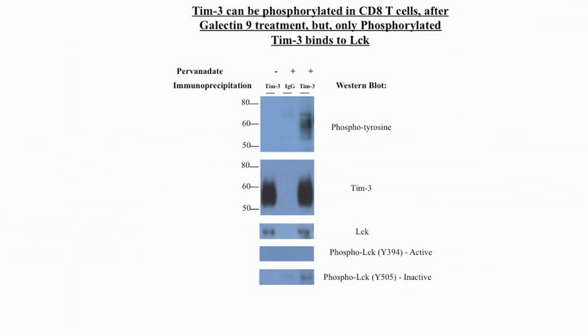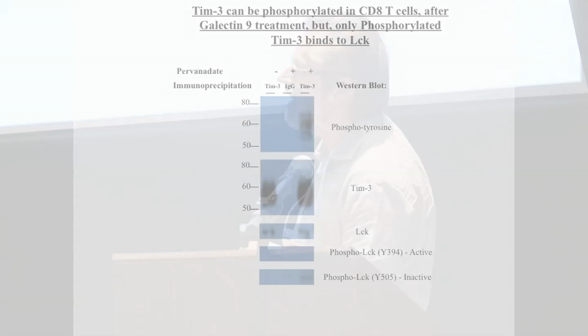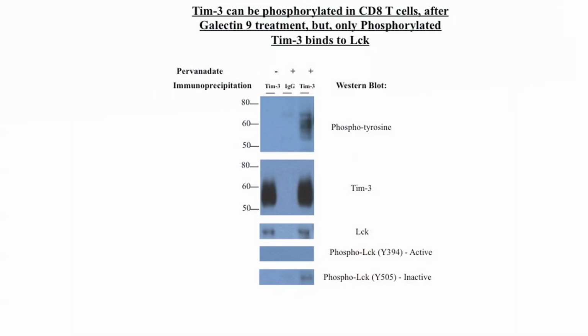Now, there are two phosphorylated forms of LCK. There's an active form of LCK, which is important for T cell signaling, phosphorylated at tyrosine 394. And if LCK is phosphorylated at tyrosine 505, it becomes inactive. We find that TIM3 seems to co-immunoprecipitate the inactive form of LCK at the synapse.